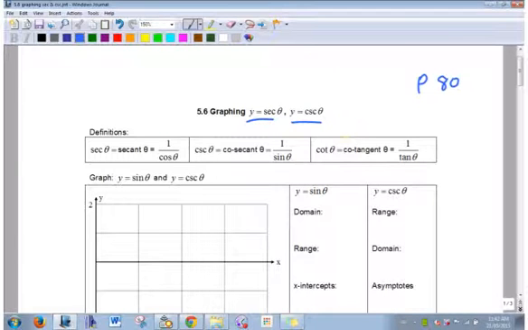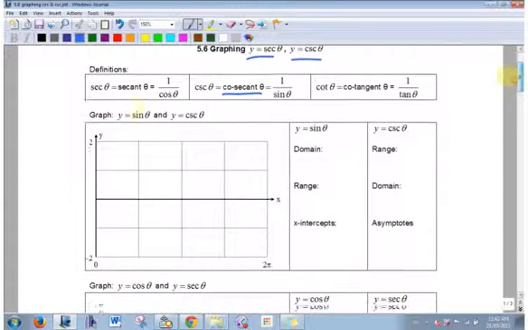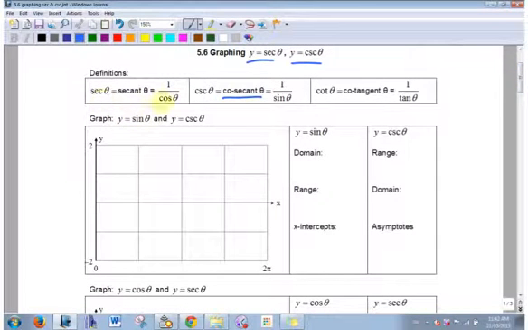Secant, and how do you say the other one? Yeah, it's right there. So that's what secant is. That's what cosecant is. Graph. Are these related?